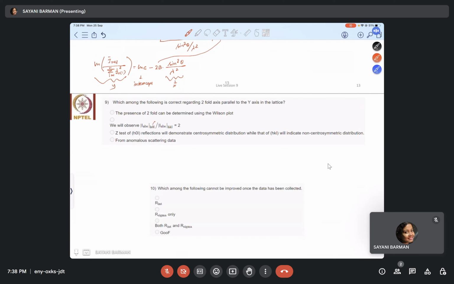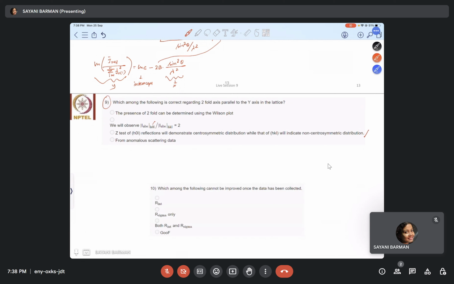Now from Wilson's scattering data, yes, the Z test of H0L reflections will demonstrate a centrosymmetric distribution, while that of hk will indicate a non-centrosymmetric distribution. No, this is not correct. Okay, I'll check these questions again.